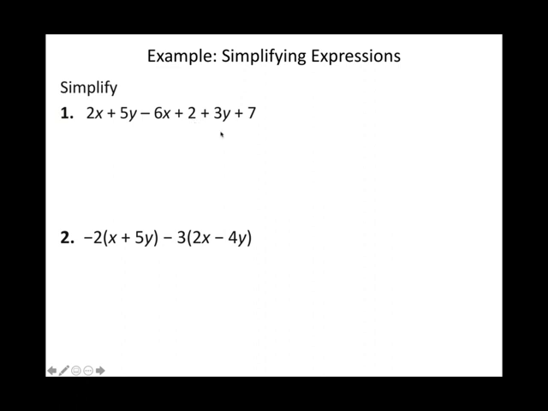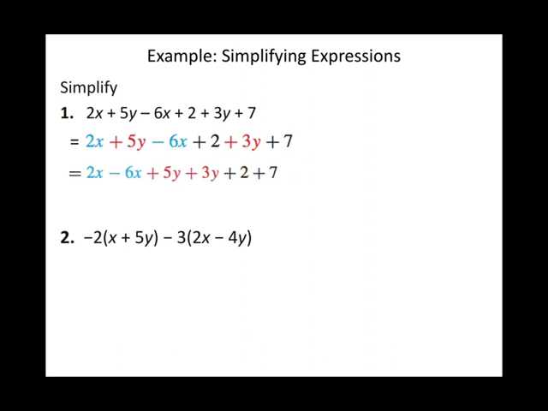And then we do have the constant. So 2 and 7 here, this is going to be my constant term. So I used a different color to look at the like terms in here: 2x and 6x, 5y and 3y here, and 2 and 7. Okay, now let me rearrange it. I'm going to put all the like terms together. So I have a 2x minus 6x plus 5y plus 3y. And then I'm going to put the two constant terms together here.